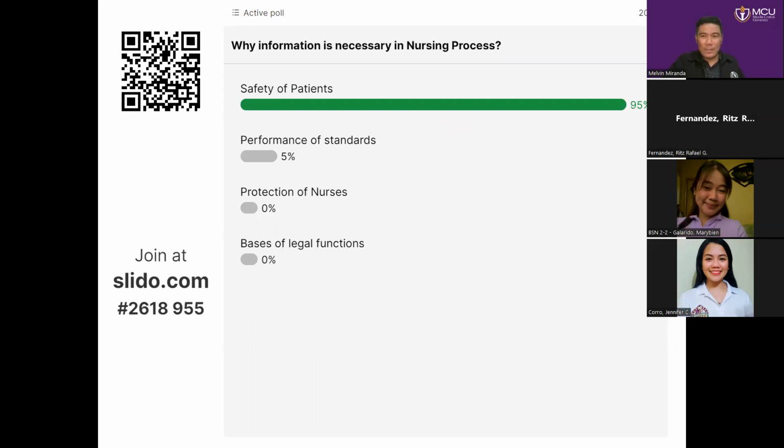Ritz? Evening po din. Good evening po. Yung sagot ko po is protection of nurses, pero hindi ko po nalalagay. Kasi po hindi nag-reflect. Bale, pwede pong yung pasyente po natin, meron po siyang contagious na sakit, tas hindi po natin siya tinanong agad kung contagious ba yun or hindi. Kaya, information po is necessary.